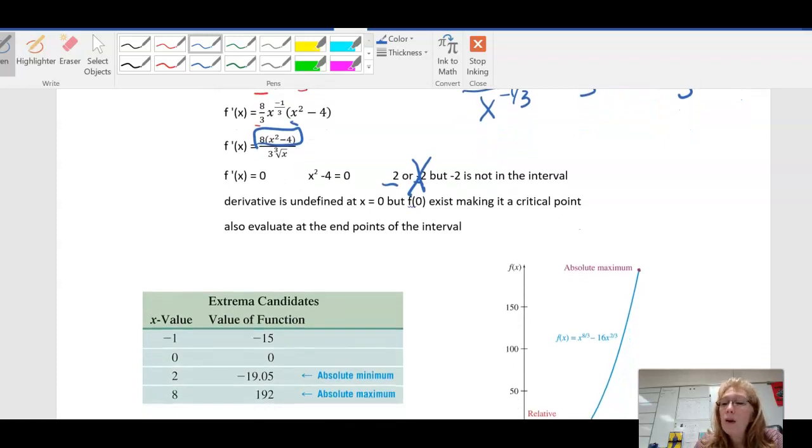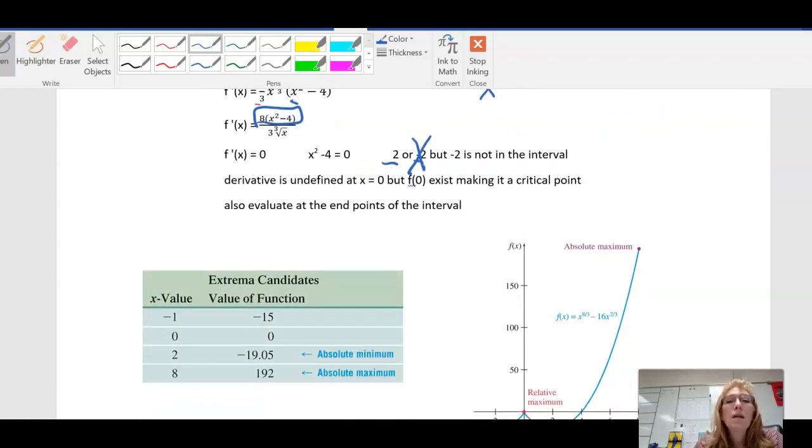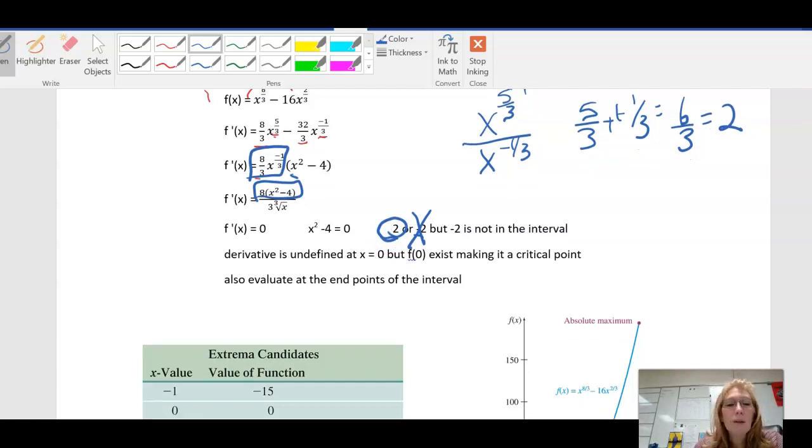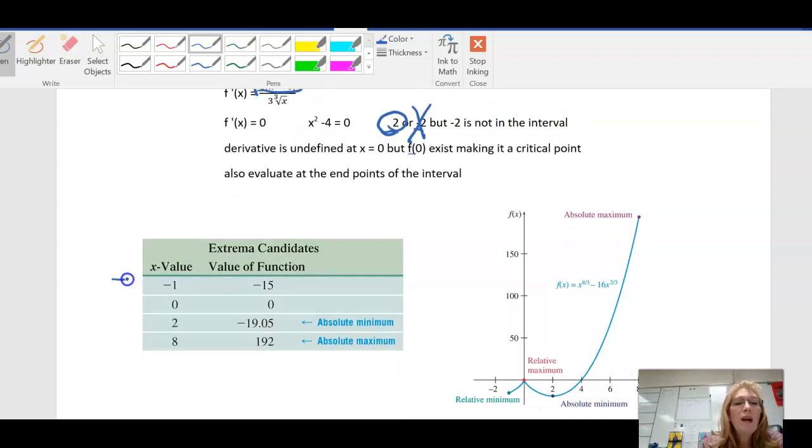So now we've got my graph, and I've got 2, 0. I forgot to mention, this right here is your 0, right? So we've got 0, we have 2, and then we have our 2 endpoints, -1 and 8. So we have to plug in -1, 0, 2, and 8. And we just plug these back into the original function. So this is back into the original.